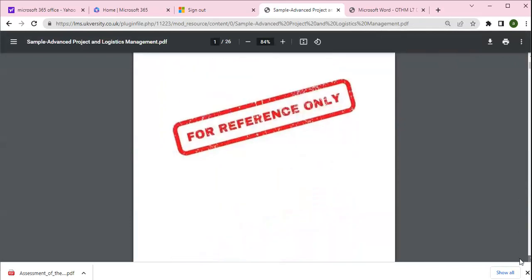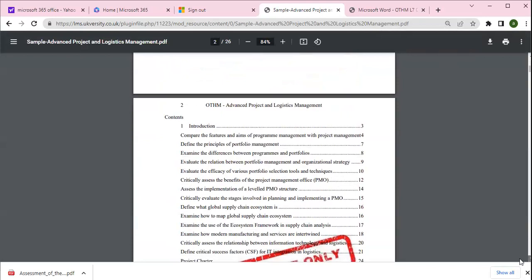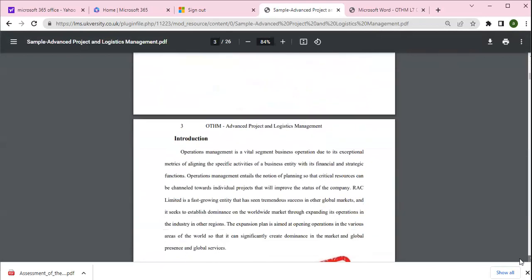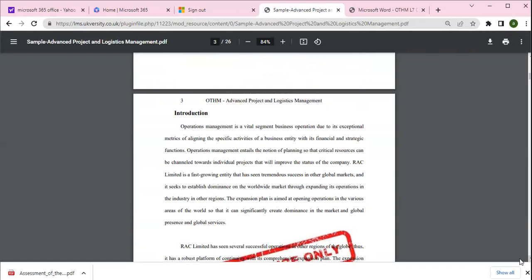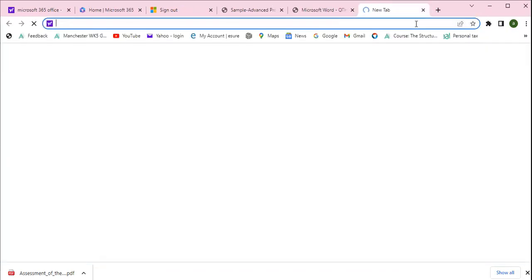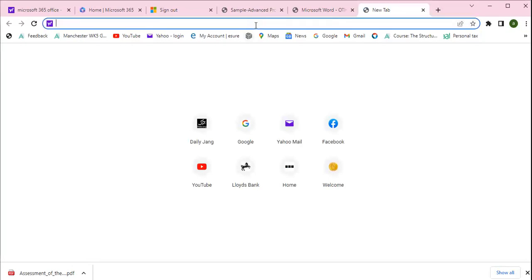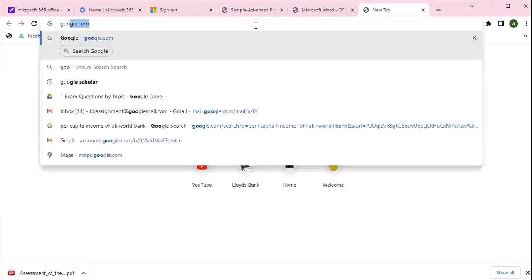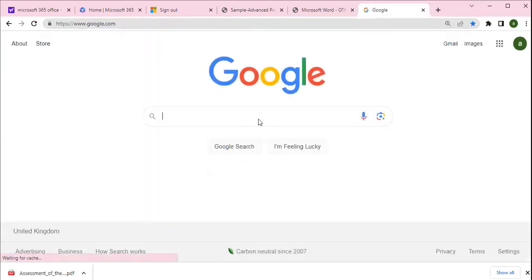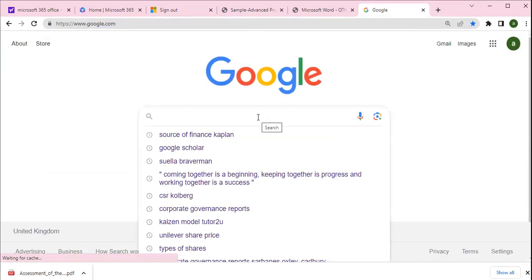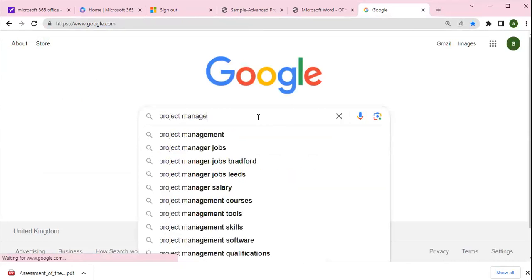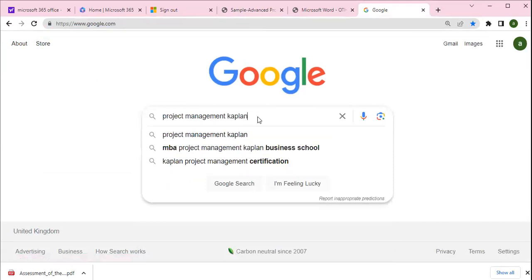Yeah. So first, it's always good to have a cover page. Second is the content page, and then a little introduction. Operational management is a vital segment. So if you want to find things about what is meant by operational management or what is meant by advanced project management, have you used Google Scholar before? Yes. Okay, great. So we can do a bit of research with Google Scholar, and Google Scholar is quite good. You can look around.